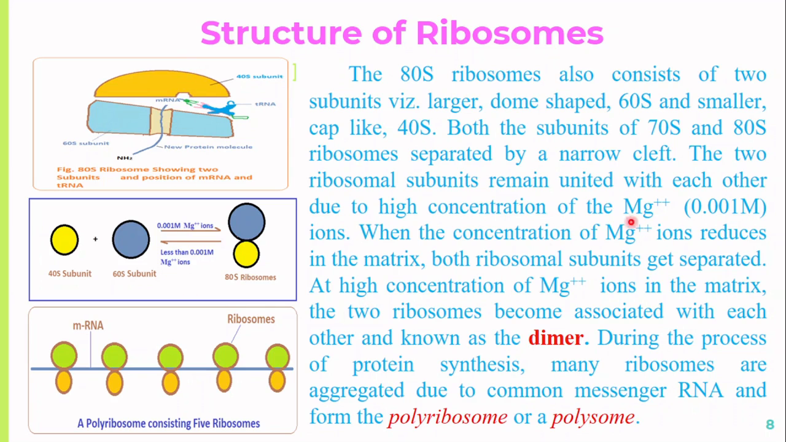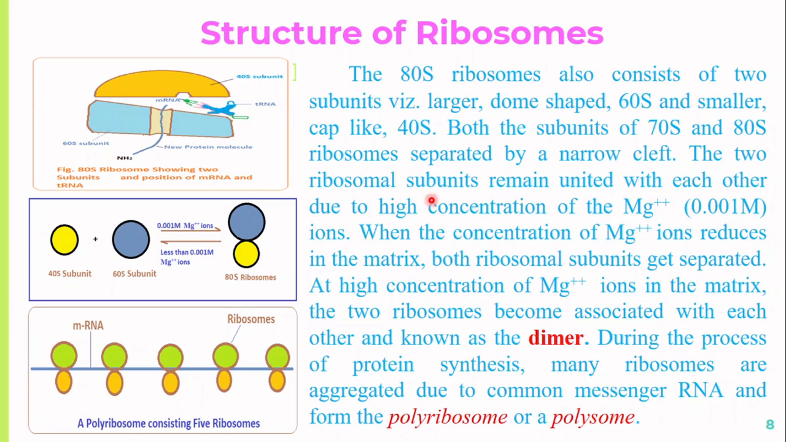Here you can see both the subunits of 70S and 80S ribosomes are separated by a narrow cleft. So this is nothing but a narrow cleft. Both subunits, that is this smaller subunit and larger subunit, are separated from each other by a narrow cleft.